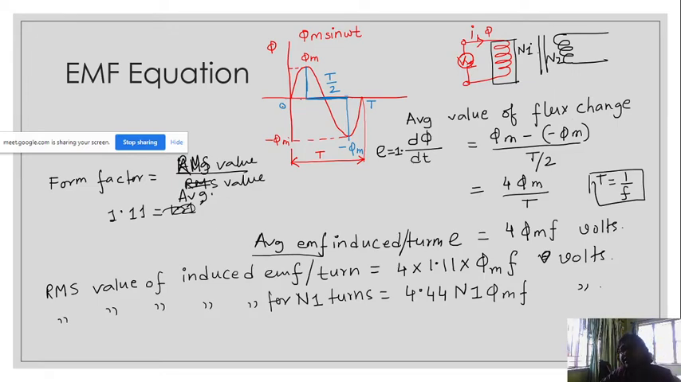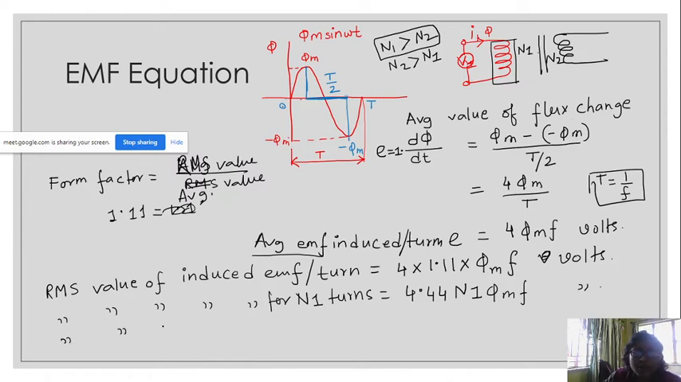Assume that generally the values of N1 and N2 are different. Maybe N1 is greater than N2, or N2 is greater than N1. If N1 is greater than N2, it is called a step down transformer, and if N2 is greater than N1, it is called a step up transformer. I am telling you why. Let me finish this part.